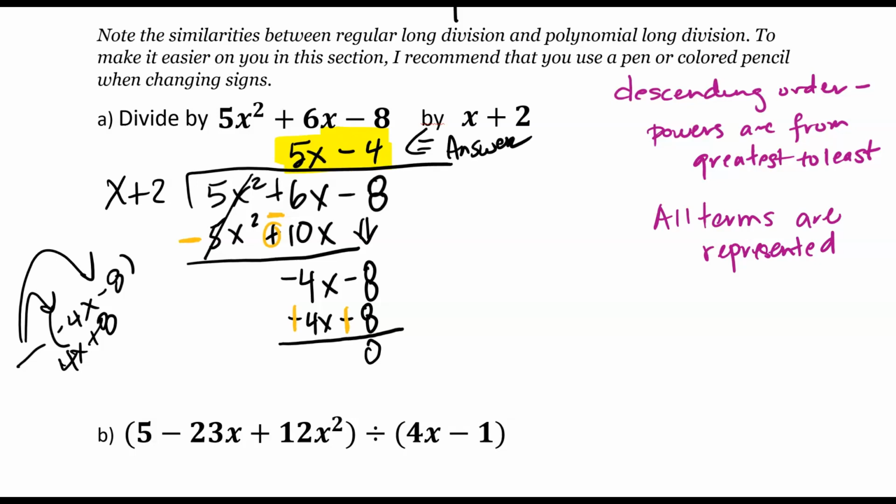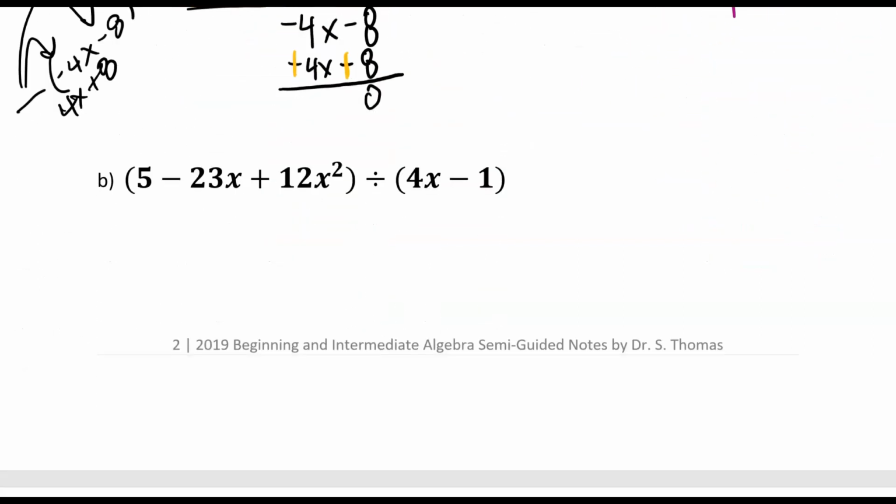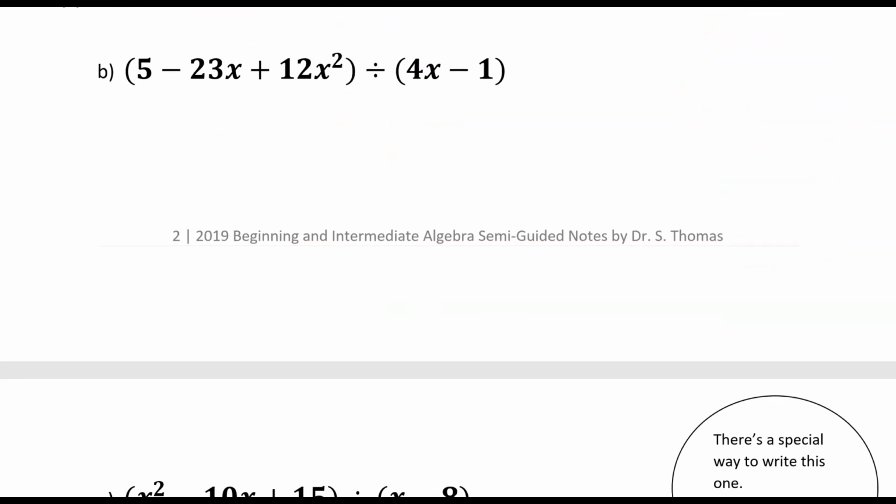All right, when your remainder is 0, there's no need to write your answer in a certain way. And we're going to get to some examples in a few minutes where we will have to write it in a certain format because we have a remainder. Let's set up B. All right, what do you notice that's different about B? Well, you should notice that this is not in descending order.